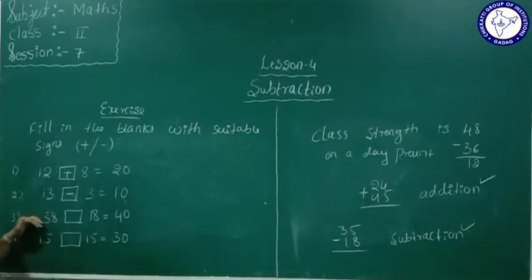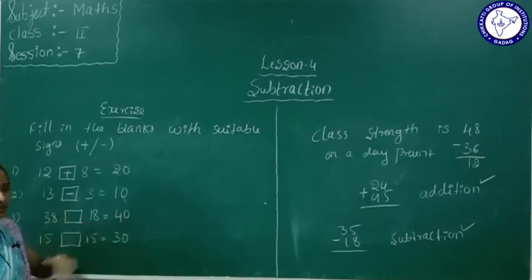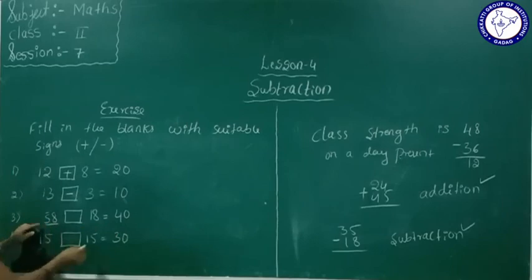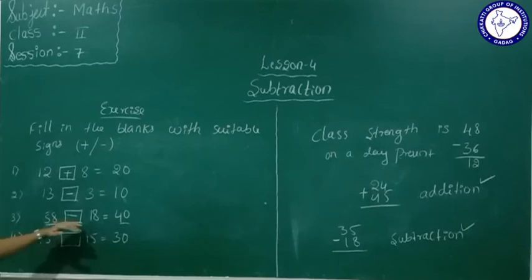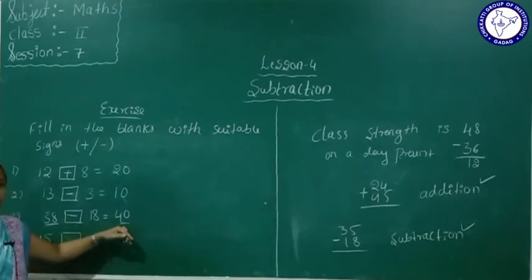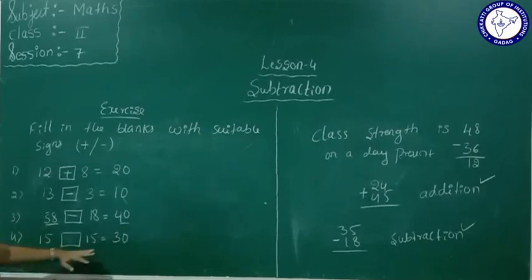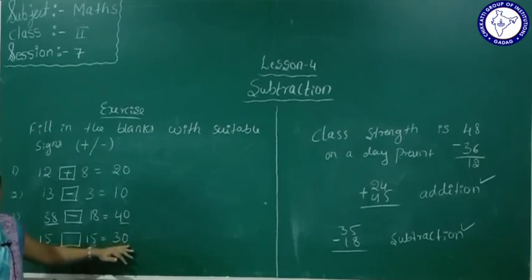Next one, in 58. If we add 18, it comes to 40, or if we subtract 18, does it come to 40? See here, 58 is the bigger number and 40 is the smaller number. So we understand this is subtraction. 58 subtract 18 is 40. Next one, 15 is given here, and the answer given is 30, so this is the addition method.